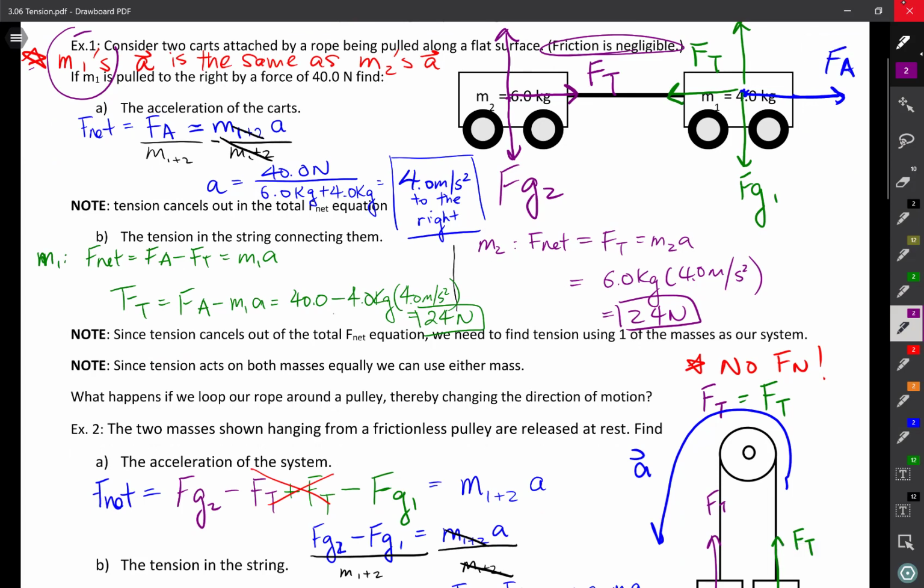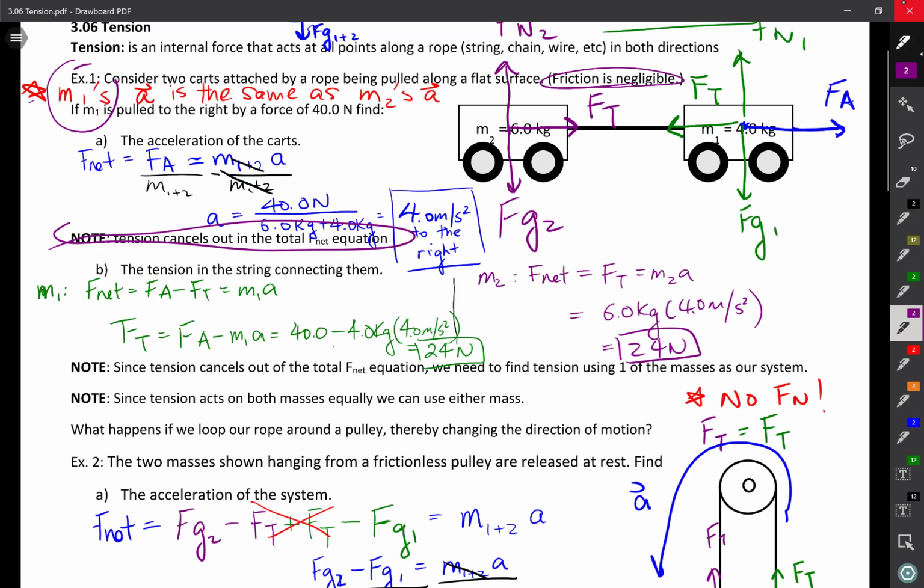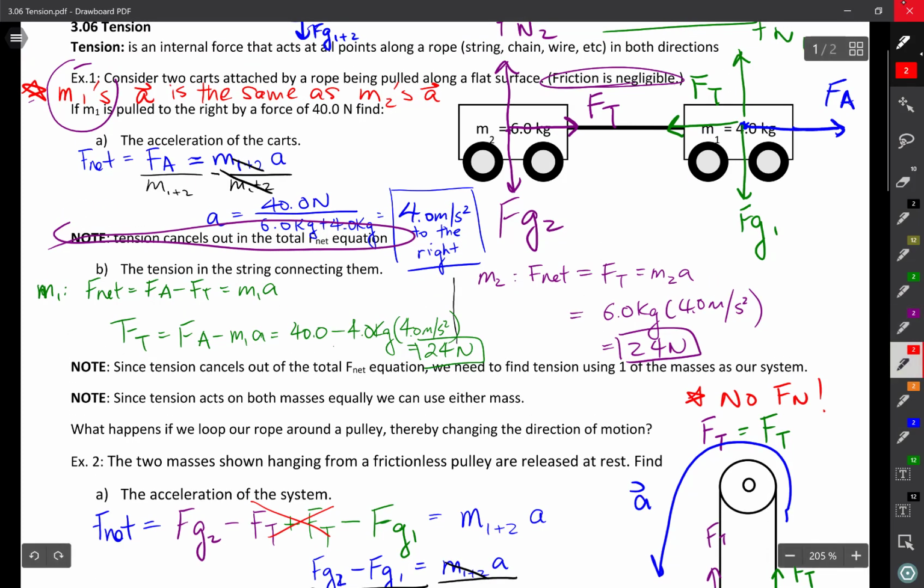Another key thing that we looked at last class was your tension force canceled in your F net equation if you used both masses as your system, like you see over here. Using both masses allows both tension forces to cancel, which then allowed you to solve for the acceleration.